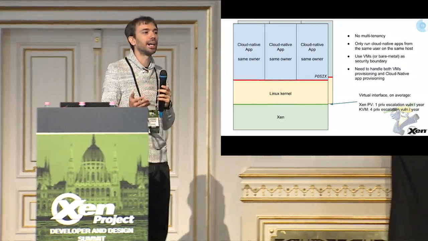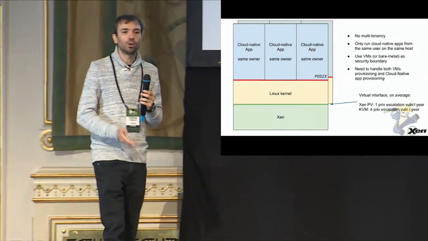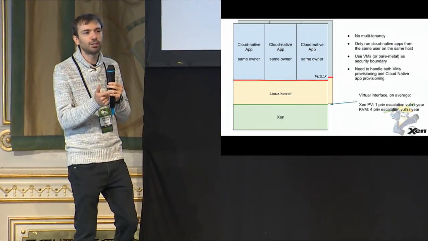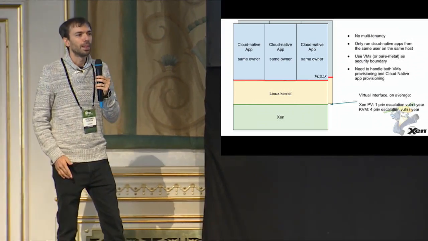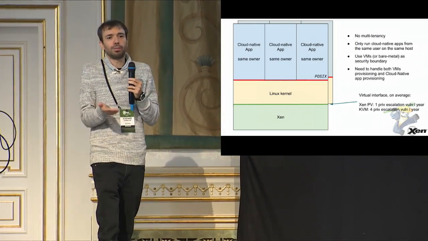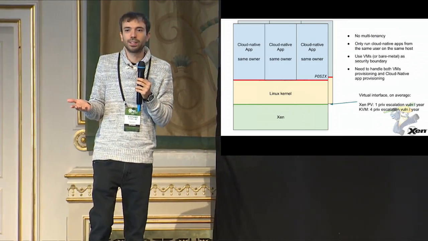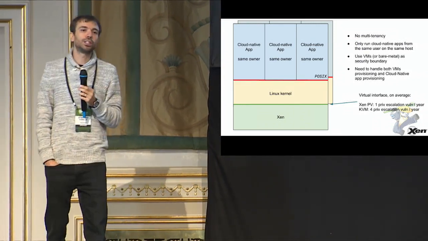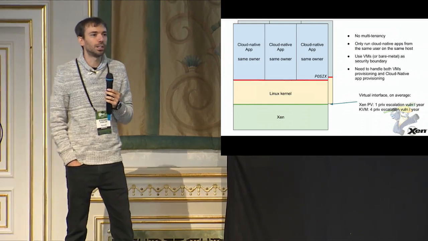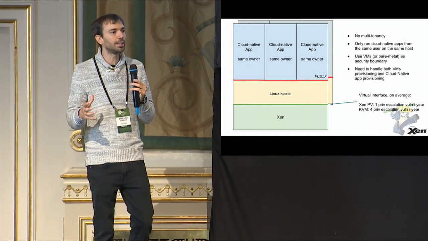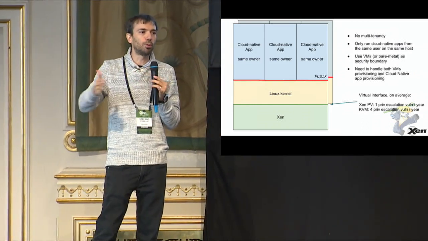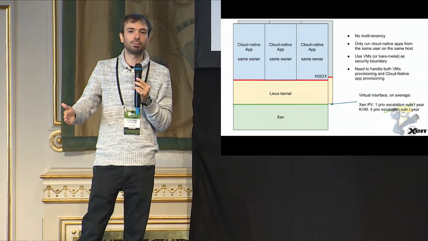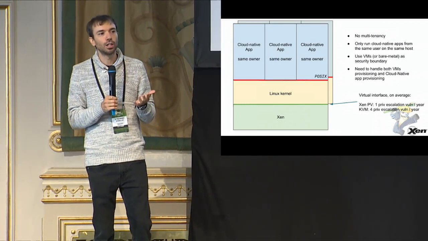So at this point you might ask, containers and cloud-native apps are pretty popular, so what do people actually do? There must be a way to run them. Well, what they do is they use virtualization to create the isolated environment, and then they run multiple cloud-native apps on top of the VMs. This is the most classic configuration.